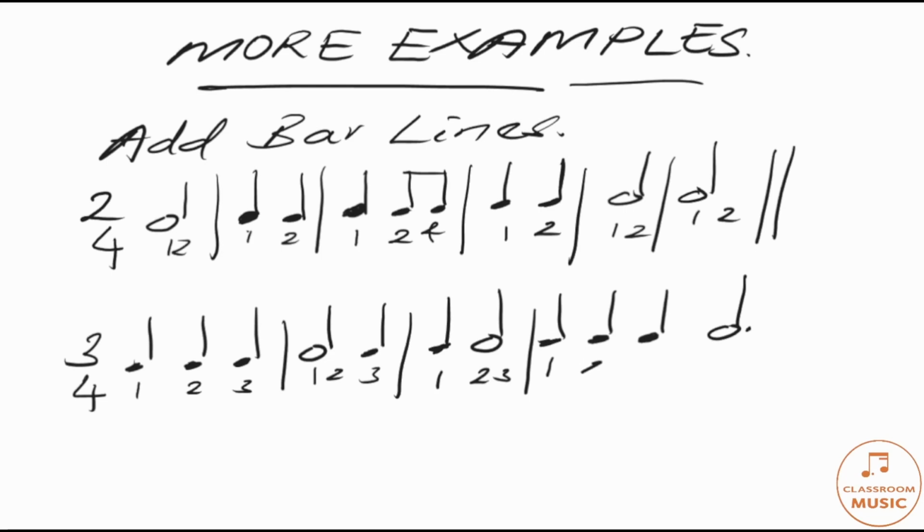1, 2, 3, bar line and a dotted note, which we had seen not long ago. 1, 2, 3, double bar lines. Clapping that. 1, 2, 3, 1, 2, 3, 1, 2, 3, 1, 2, 3, 1, 2, 3.